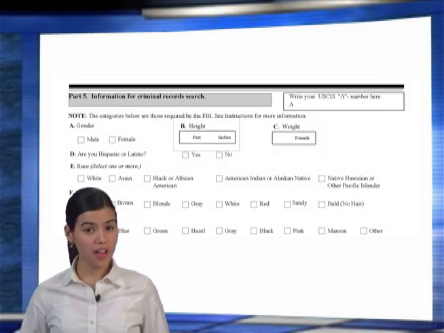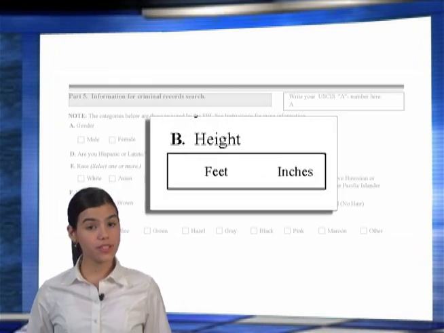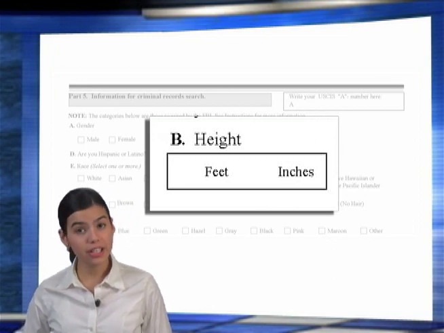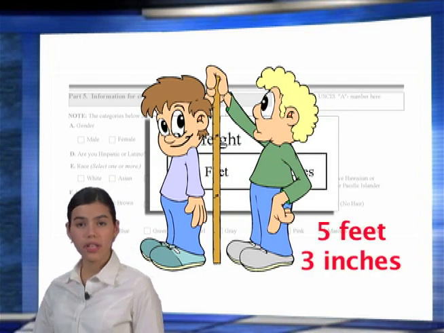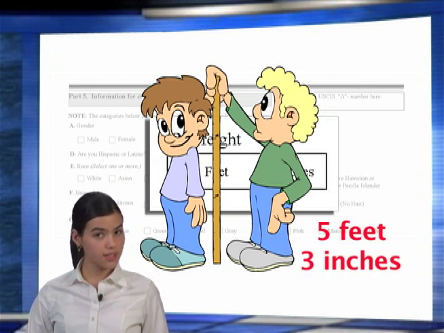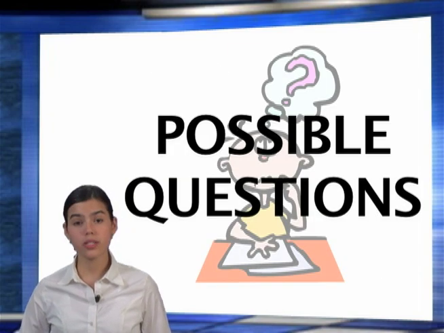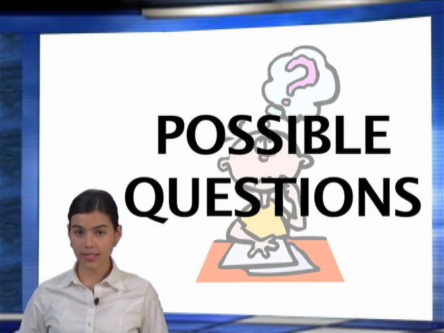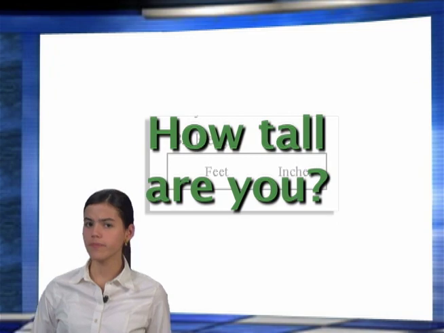In Part 5, Section B, you will be asked about your height. When asked your height, the information must be given in feet and inches. An acceptable answer would be 5 feet 3 inches, not 5'3". Here are some of the possible questions that can be asked of you from Part 5 about your height. What is your height? How tall are you?